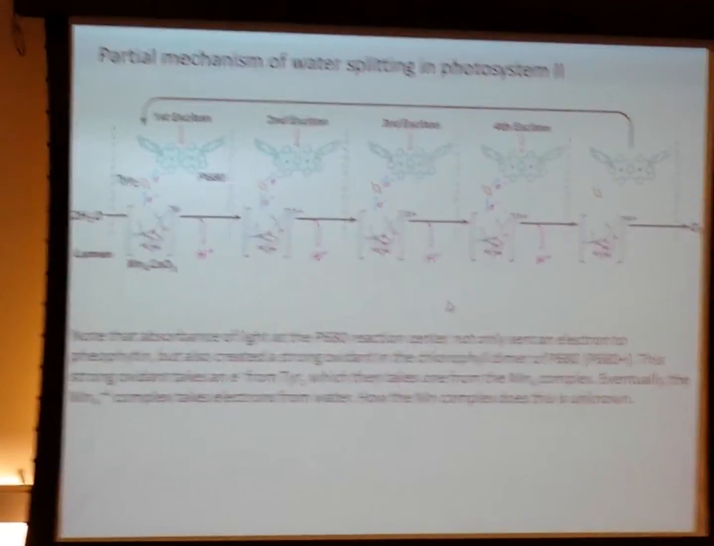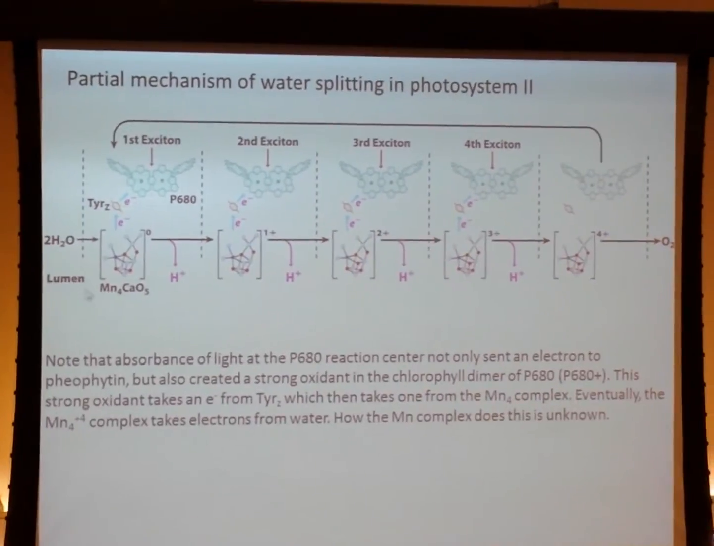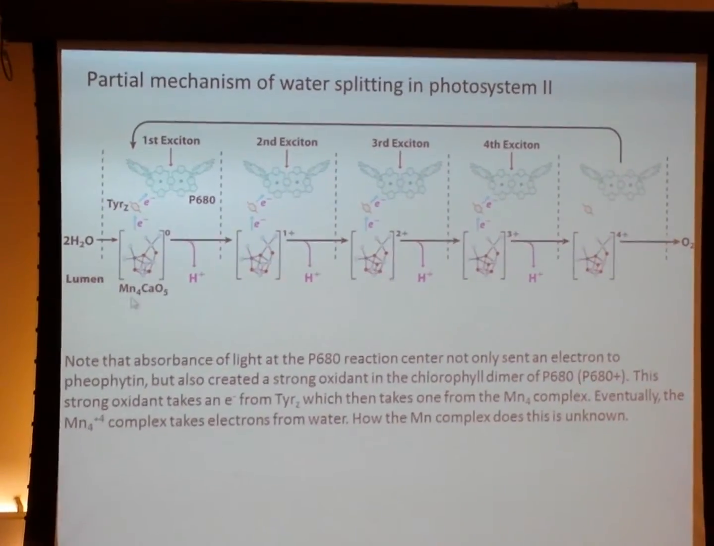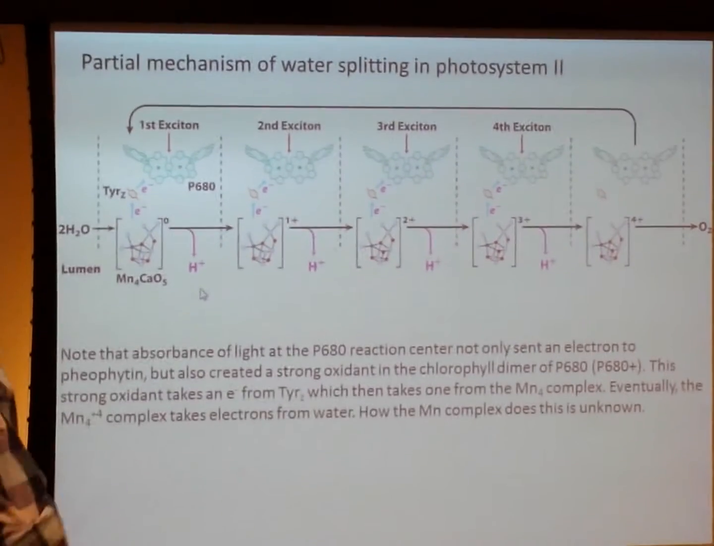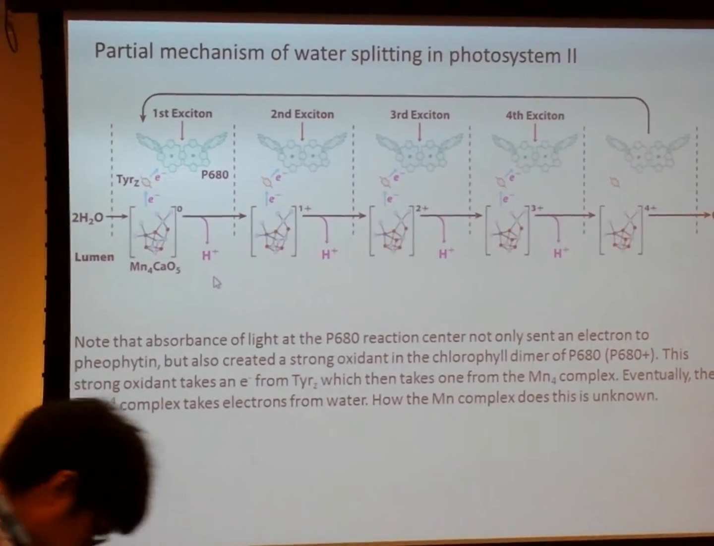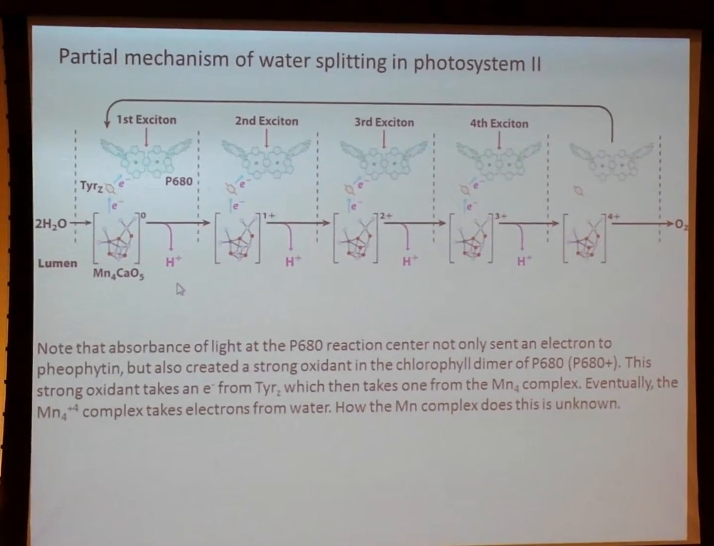What we do know is that these protons are being released, and it says them down here, on the lumen side. So these protons are part of what creates the giant pH difference across the membrane, which runs the ATP synthase.